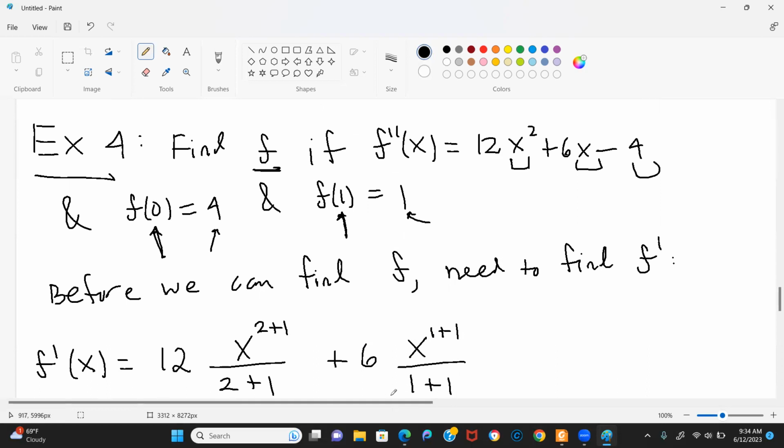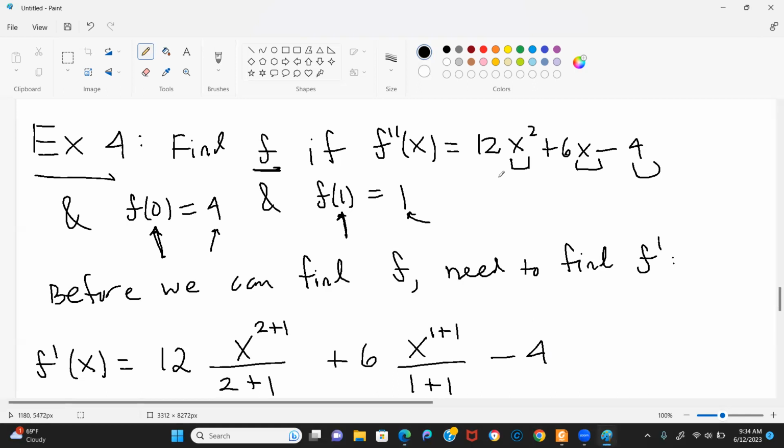So you can see this is really the reverse process of differentiation. When you differentiate x to the n, you multiply by n, and then you reduce the power. When you anti-differentiate, you add 1 to the power and then divide by the power. So it really is reversing everything. And then we have 4.